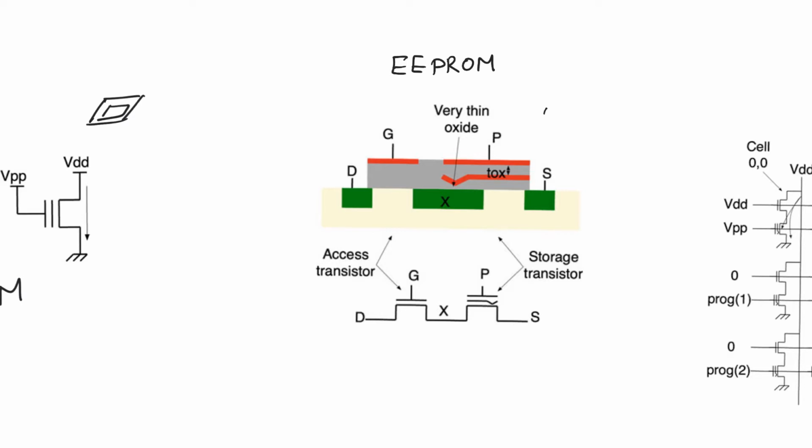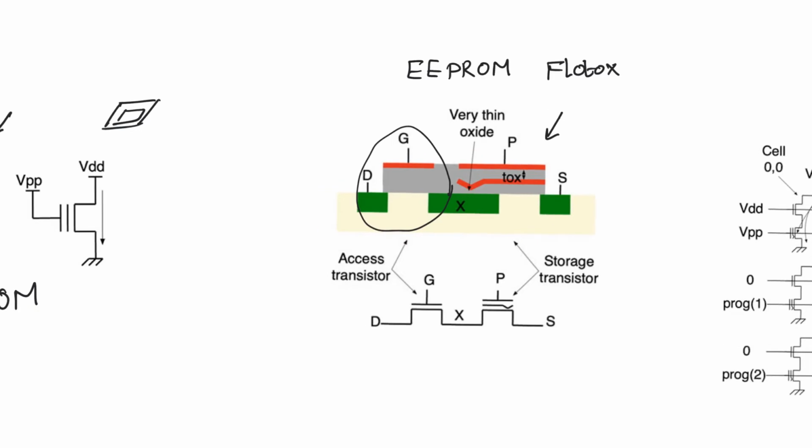And so this is the storage device used in EEPROMs, and it's called the Floatox device. So Floatox stands for floating gate tunneling oxide. And when you look at it, it's actually not a single device, it's actually a couple of MOSFETs. So there's this MOSFET, which is actually a run-of-the-mill MOSFET, and we call this the access transistor. And so you see we have an access transistor here.